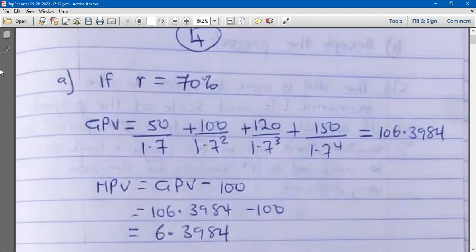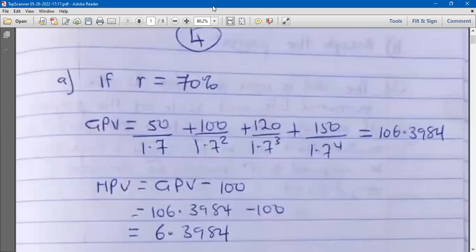So if we assume the interest rate, or the discount rate, is equal to 70%, then first you have to find the gross present value. You just discount the benefit for each year. For the base year, year 0, there was no benefit, so we just ignore that one. Then for the first year, T is equal to 1, the benefit was 50, so 50 over 1.7, just add 0.7 to 1.